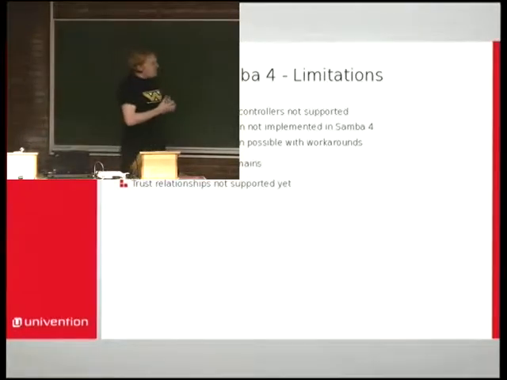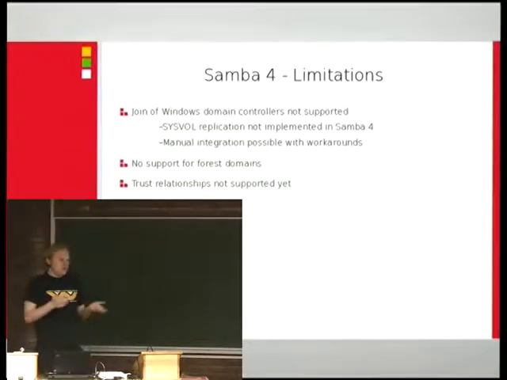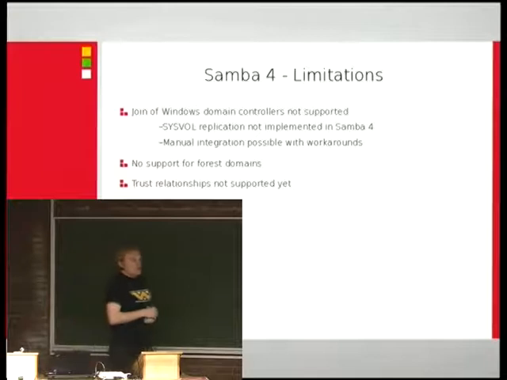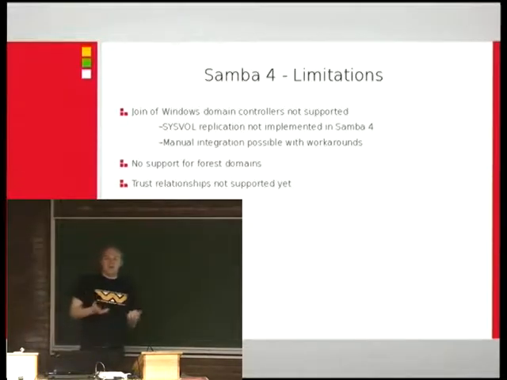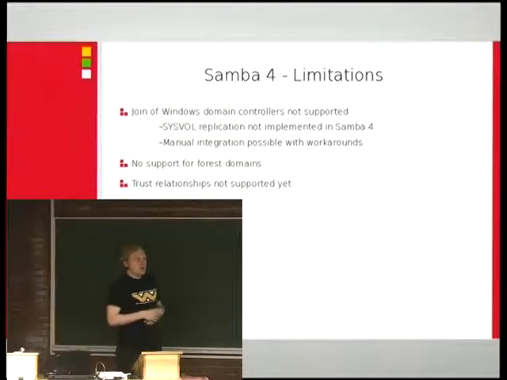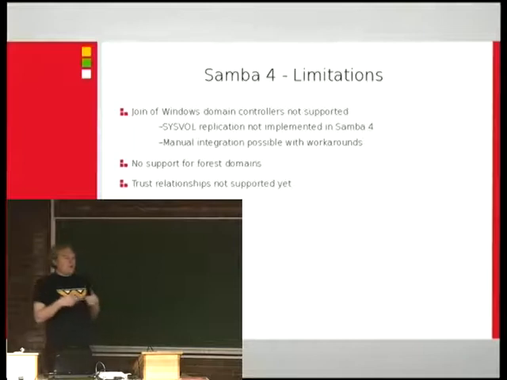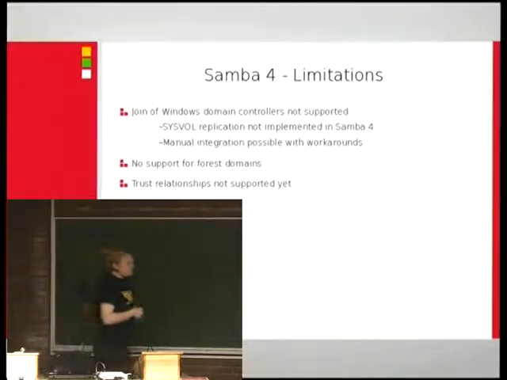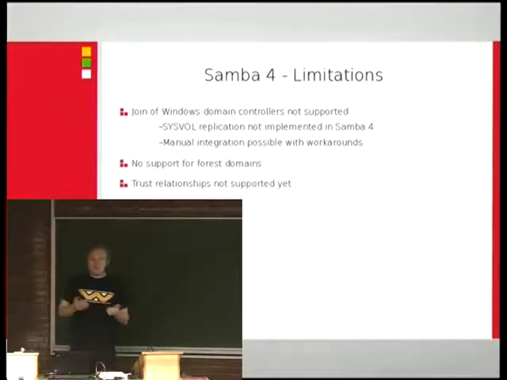The existing limitation of Samba 4 at this point is that you cannot join Windows domain controllers into your domain. You can join as many Windows clients as you wish, but it's not possible to join a Windows domain controller. The reason for that is that there's a share which is called the sysvol share. It's a share which needs to be available on all domain controllers of an Active Directory domain. This sysvol share stores data like the NETLOGON policies or the NETLOGON scripts and the group policies. And the replication of this sysvol share is not yet implemented in Samba 4.